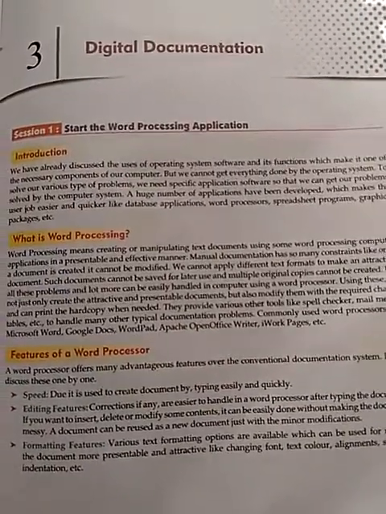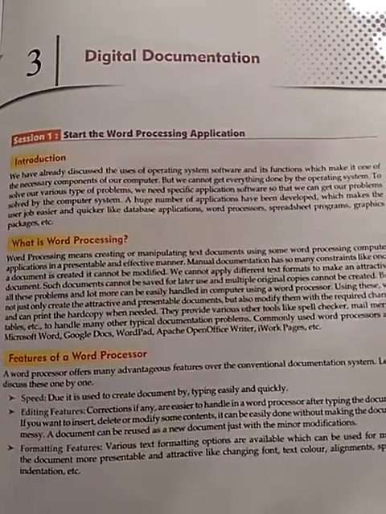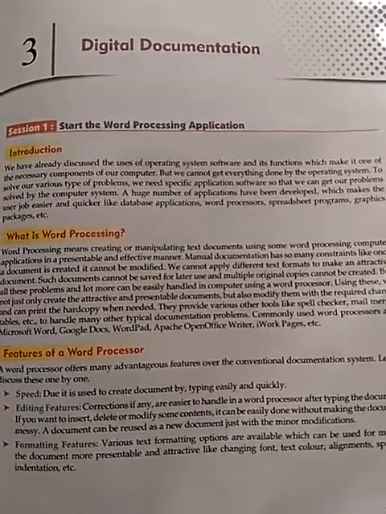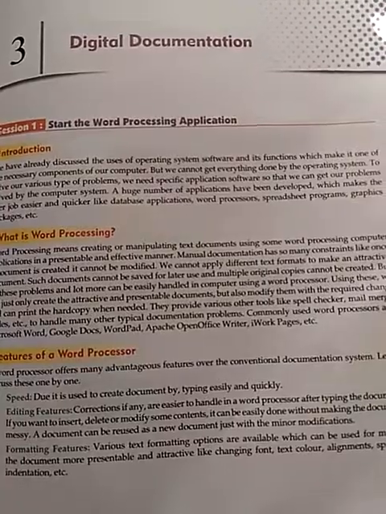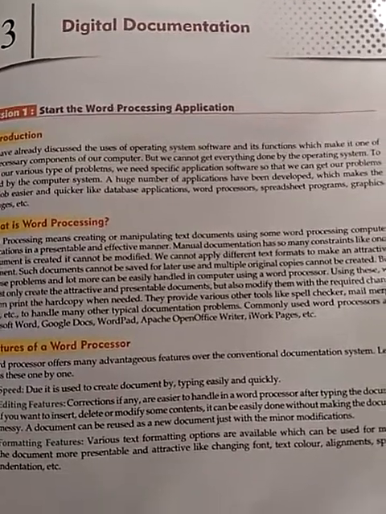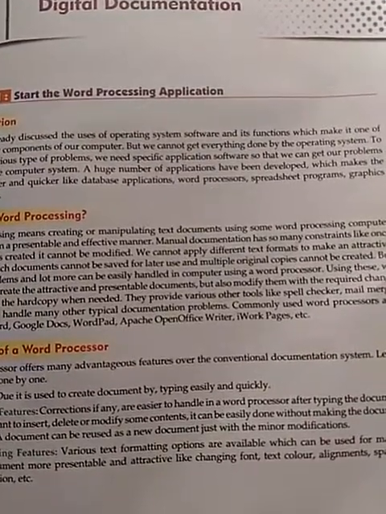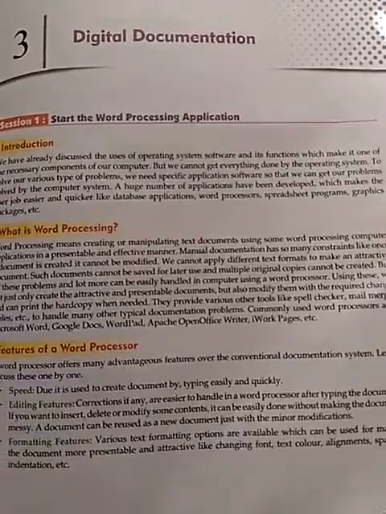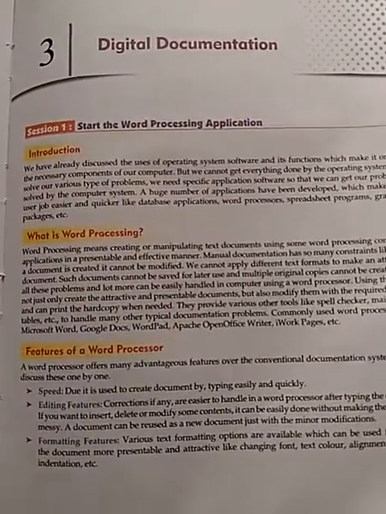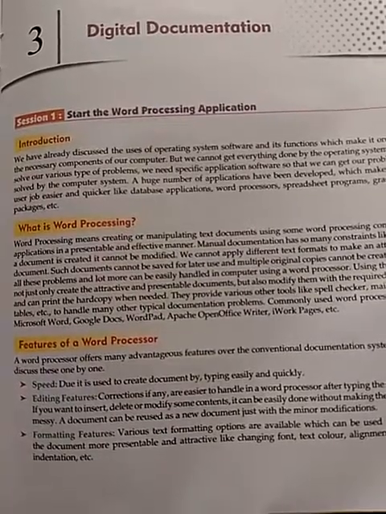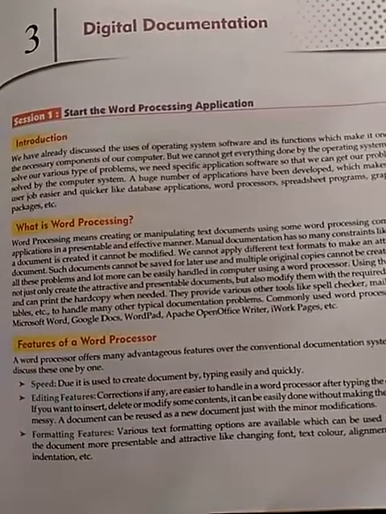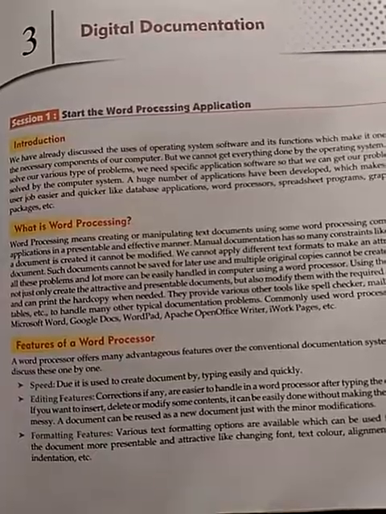There are different types of word processors. For example, Microsoft Word, Google Docs, WordPad, Open Office Writer, iWork Pages, etc. All are word processors which provide facility to create a customized and beautiful document for personal and office use.